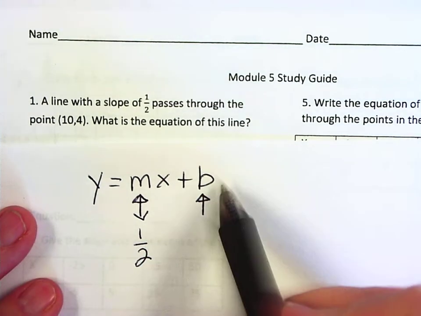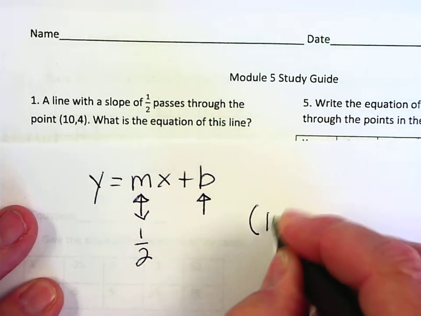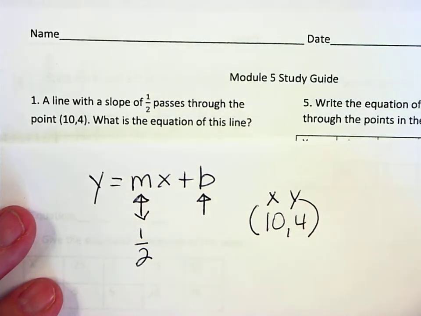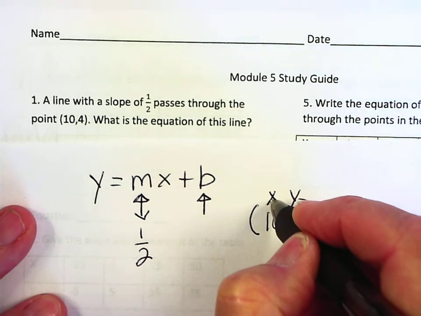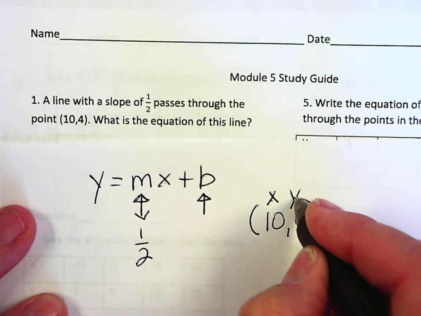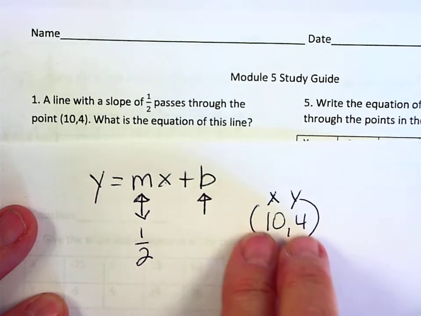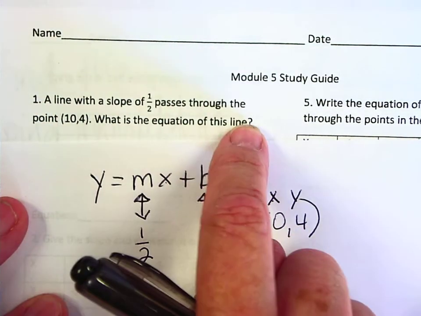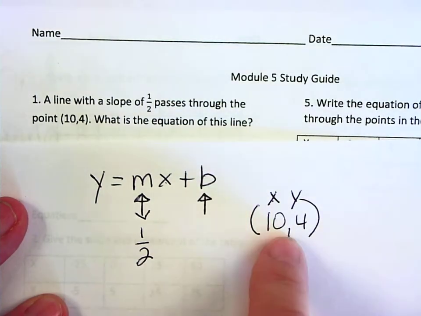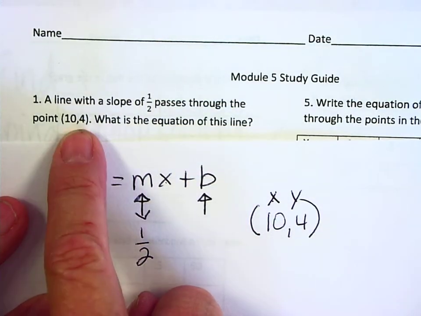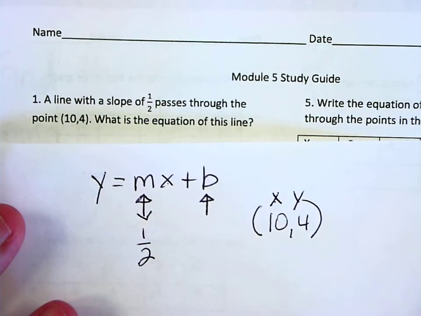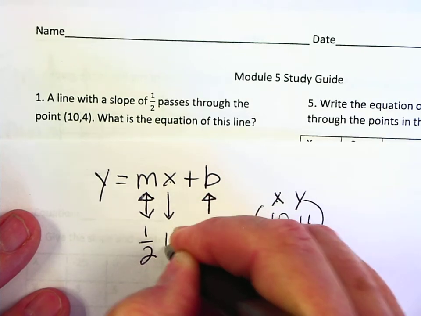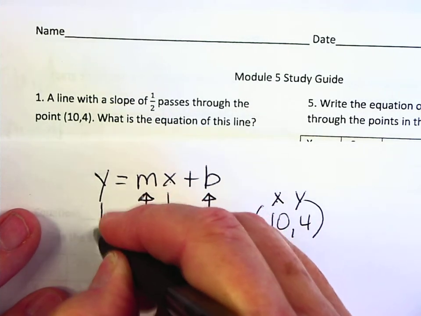But I don't have a b, but I have an x and a y here. I have (10, 4), and in an ordered pair, this is always my x value and my y value. So I'm going to take this x and plug it in here, and this y and plug it in here, because this point is a solution to the equation that I'm going to write. And I know it's a solution to the equation because this point is going to be on the line, and for it to be on the line, it has to satisfy the equation. So for x, I'm going to put a 10. And for y, I'm going to put a 4.